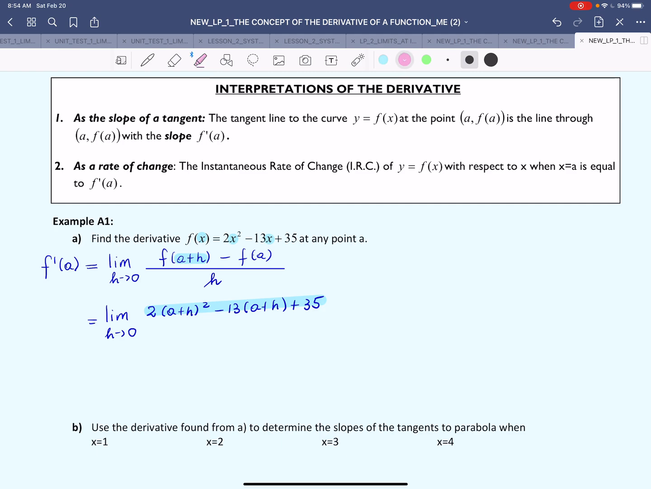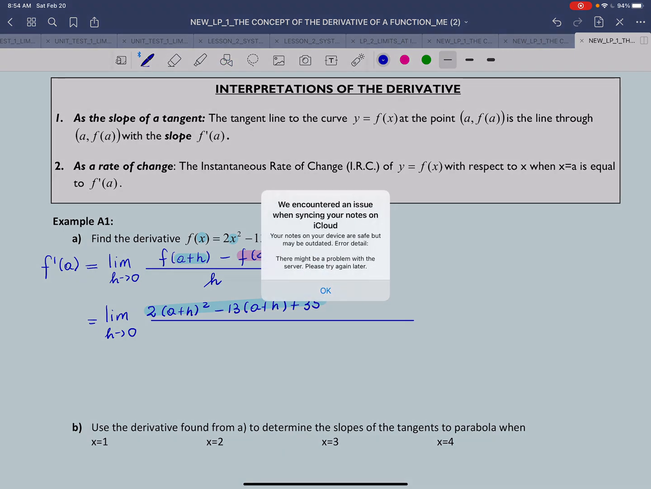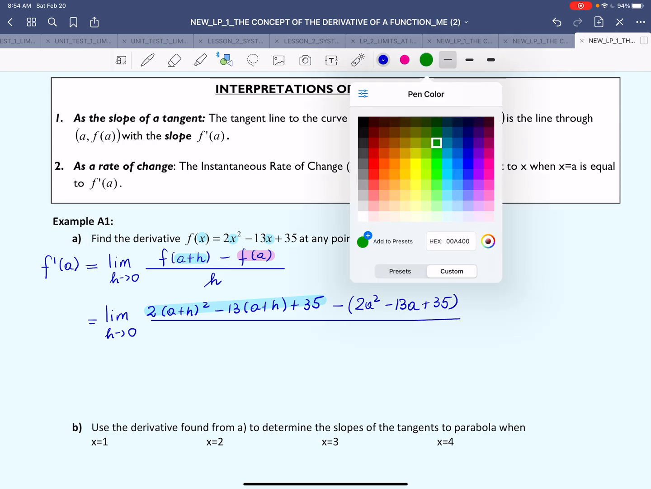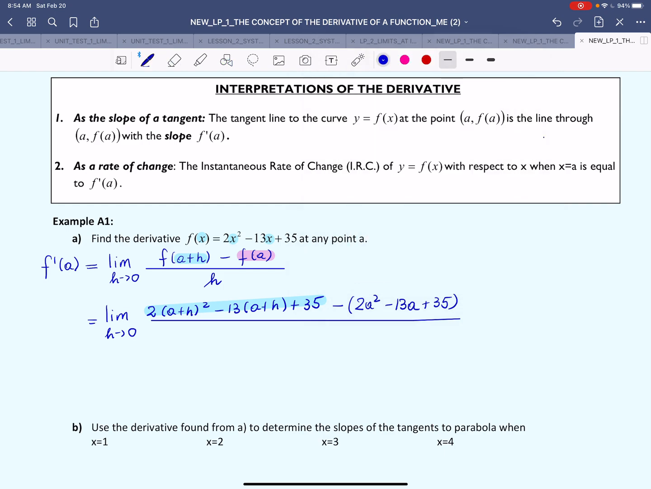And then minus f of a, which means that wherever we see x, now we're going to write a in the equation of the function. So minus 2a squared minus 13 times a plus 35. Now remember that we need to keep these numbers here in brackets, and the minus sign will apply to every term inside the brackets. And that will be divided by h.